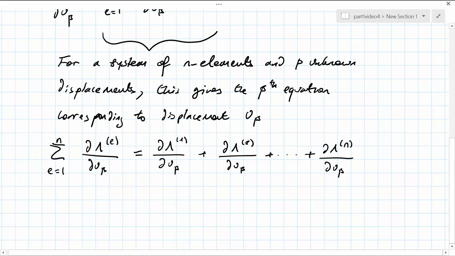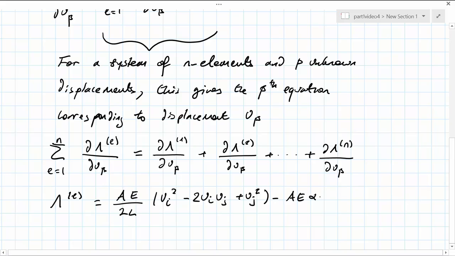If we recall from the previous video that for an axial force element, the strain energy in terms of nodal displacements Ui and Uj is given by lambda E, which is then equal to A times E over 2L multiplied by Ui squared minus 2 Ui Uj plus Uj squared, from which we subtract A E alpha delta T times minus Ui plus Uj.